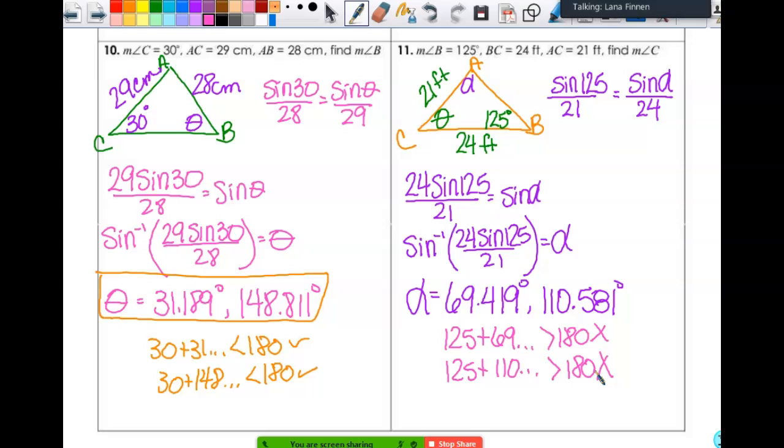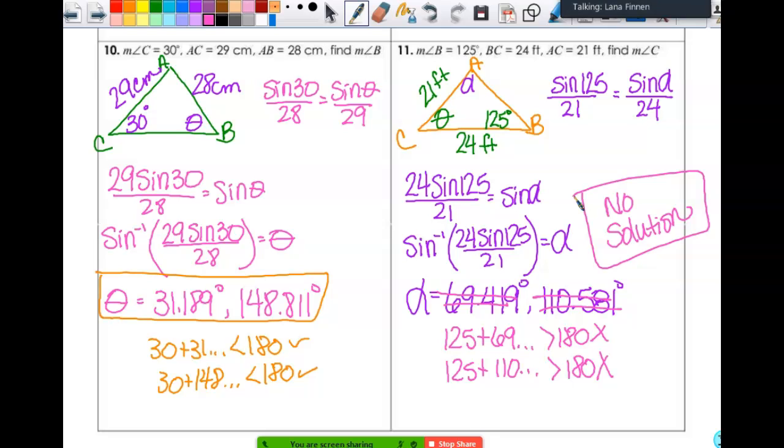So even though we found two values for alpha, neither one of them work, right? So we end up marking them both out, and our answer here is no solution. But it's for a different reason than it was on the first. Now, that's no solution for alpha. Okay, let's think about this for a second. We were looking for theta. But if alpha has no solution, is it possible to find theta?